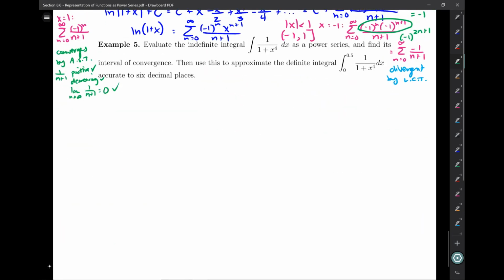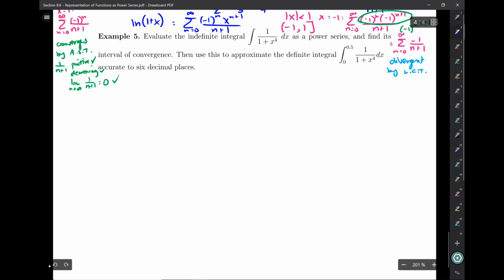Okay, last example, we're almost there. You're doing a great job of keeping up with me here. So let's look at another application of power series. Evaluate the indefinite integral 1 over 1 plus x to the 4th as a power series and find its interval of convergence. And then we're going to use that to approximate the definite integral from 0 to 0.5, accurate to 6 decimal places. Okay, here we go.